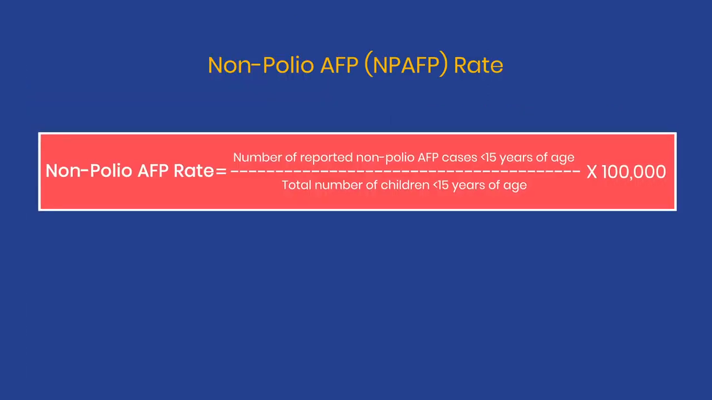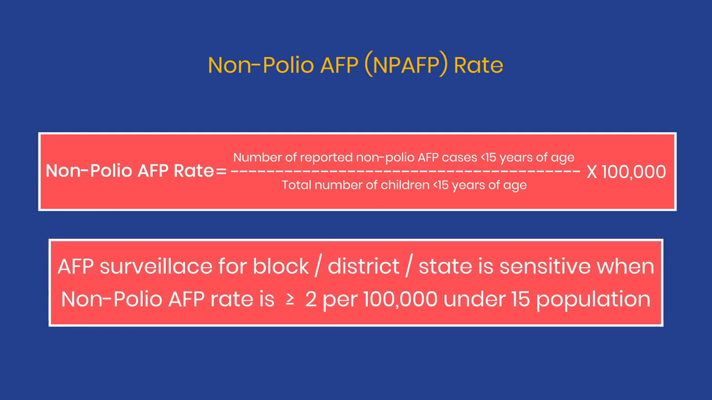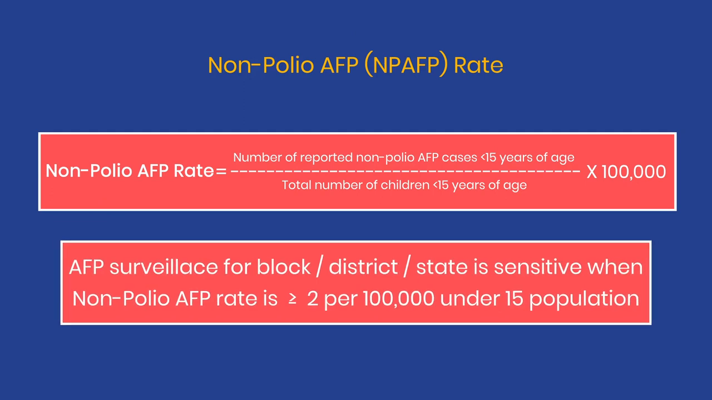The rate at which the non-polio AFP cases occur is called the non-polio AFP rate. AFP surveillance for block or district or state is sensitive when non-polio AFP rate is 2 or more than 2 per 1 lakh under 15 population.